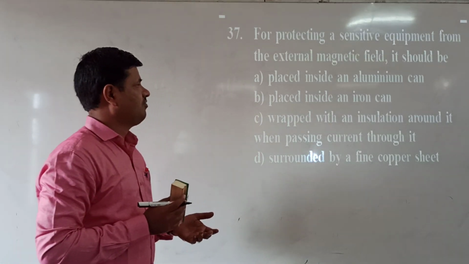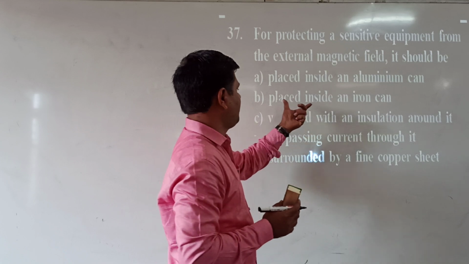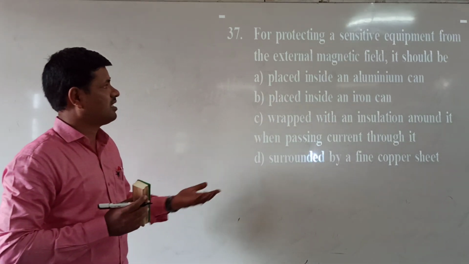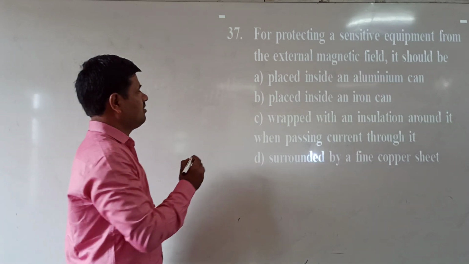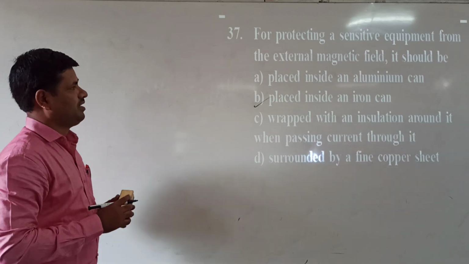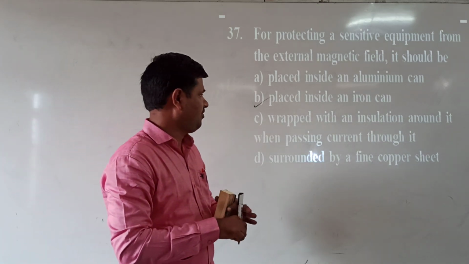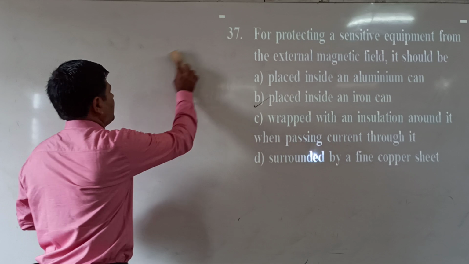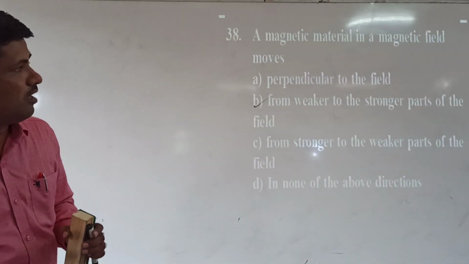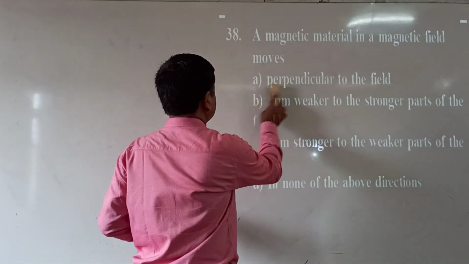There is no magnetic field, which means we can place sensitive equipment inside an iron can. Iron we are placing here does not affect it. That's the reason we can place iron around sensitive equipment placed in an external magnetic field. Right, this is our question number 37. B option is correct.